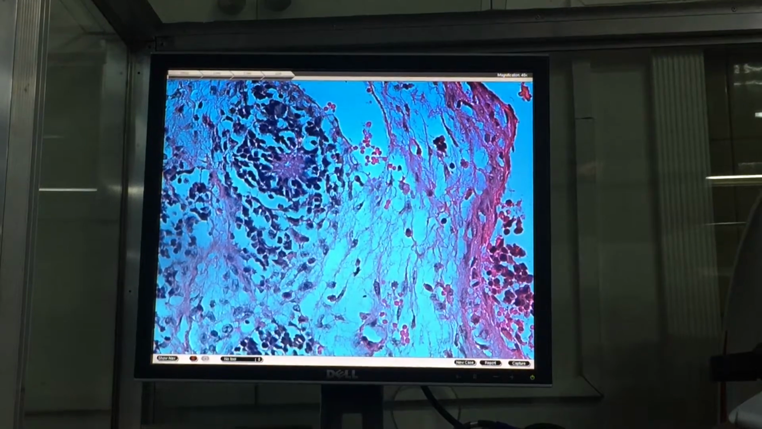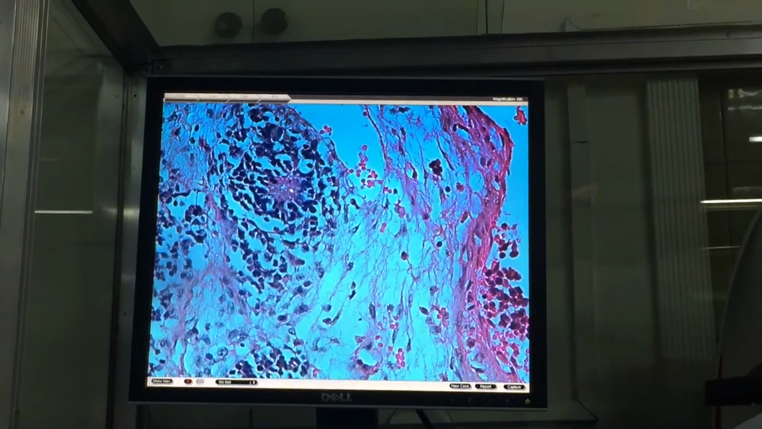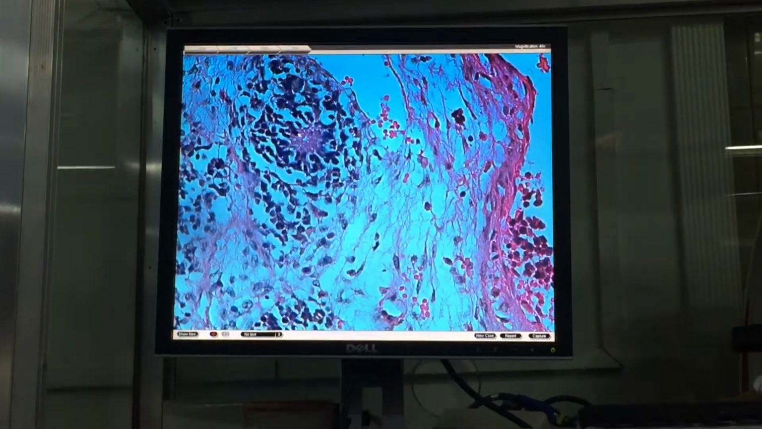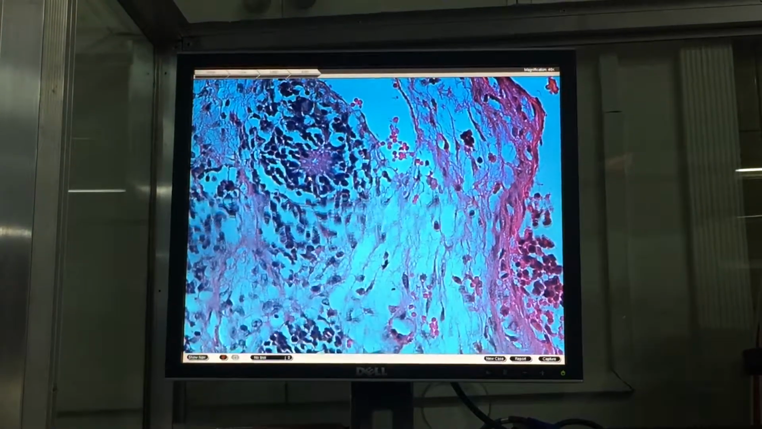It's like this. You will see a lumen, okay? This is a lumen sometimes filled with yung pinkish material, but you see radiating cells. Okay, this could be your epithelial cells.